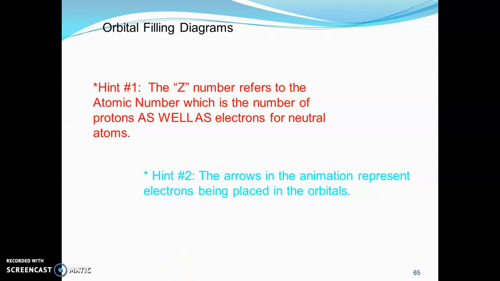Alright, so hopefully this will be the last video for this particular set of notes, but in this one I'm going to show you how to actually do orbital filling diagrams, and then I'll show you how to do electron configurations.